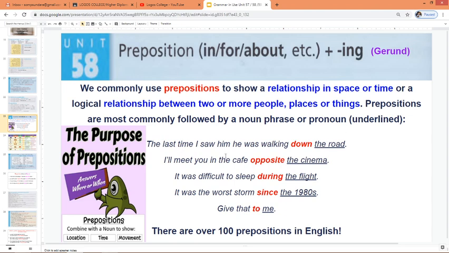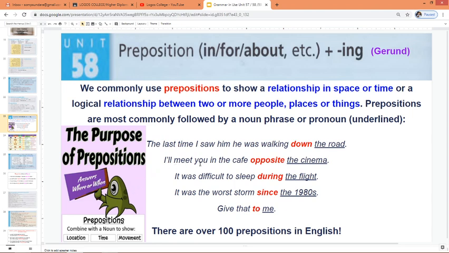All right, let's take a look at this. The words in red are your prepositions. The last time I saw him, he was walking down the road. So the word down, this preposition connects two nouns, road with him or he, in this case, a pronoun. So prepositions connect nouns and pronouns. They show the relationship between nouns and other nouns or pronouns. And they usually answer the questions where or when or what, how, who.